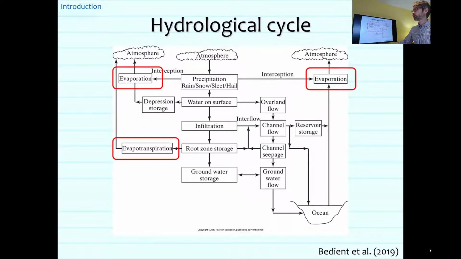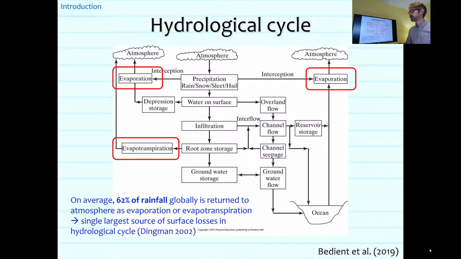It's important to consider where evaporation is situated in the hydrological cycle. It's one of the key losses or abstractions. So here's precipitation, which was the topic of the previous lecture, and here's where evaporation and evapotranspiration fit in. Evaporation is actually very important on a global scale. On average, 62% of the rainfall that occurs globally is returned to the atmosphere as evaporation or evapotranspiration. This is the single largest source of surface losses in the hydrological cycle, larger than infiltration, larger than runoff.